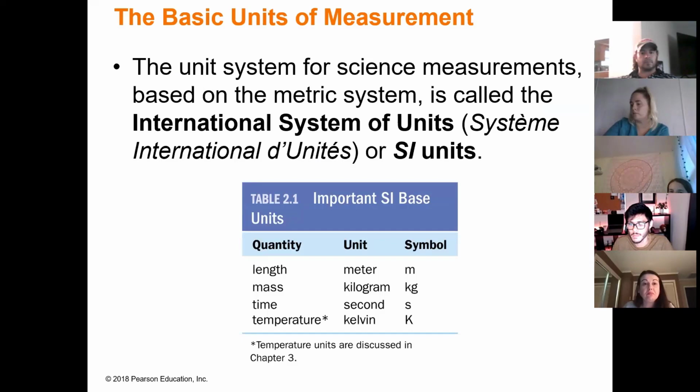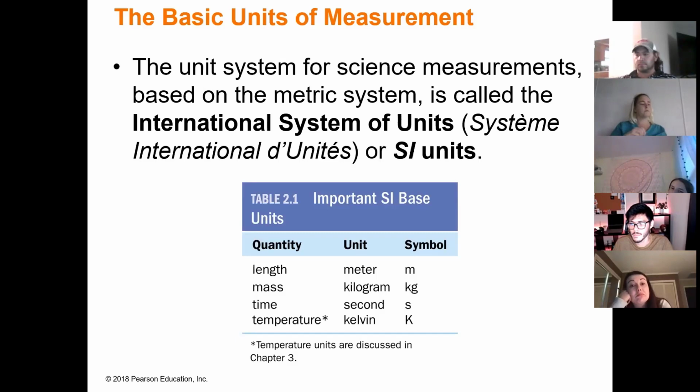You guys are probably more comfortable with the British system, which is pounds and miles and feet. It's a messy system. How many inches are in a foot? 12. How many feet are in a yard? 3. How many feet are in a mile? 5,280. None of those numbers are really congruent with each other.